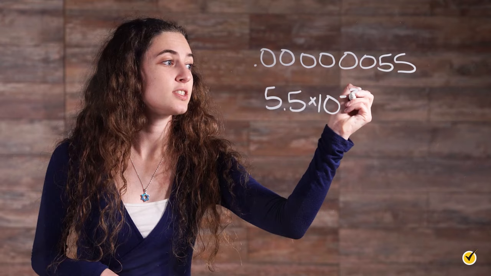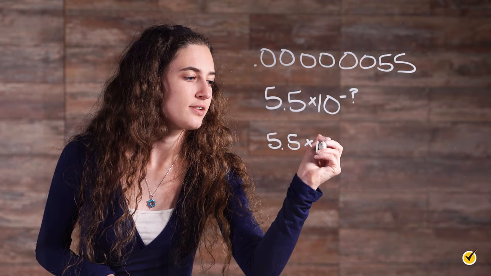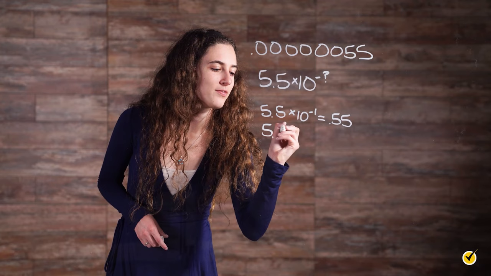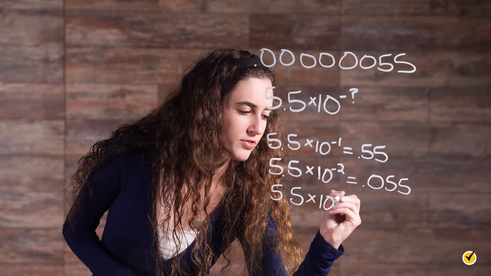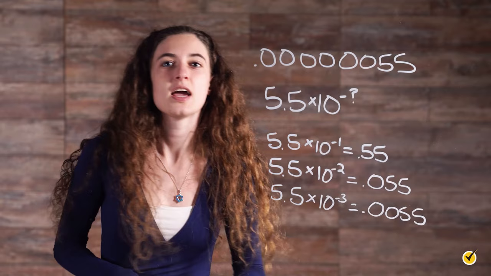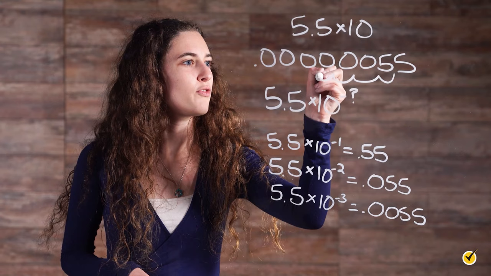Now, we count the number of times our decimal is divided by 10. 5.5 times 10 to the negative 1 is equal to 0.55. 5.5 times 10 to the negative 2nd power is equal to 0.055. 5.5 times 10 to the negative 3rd power is equal to 0.0055, and so on until we reach 5.5 times 10 to the negative 7th power, counting 1, 2, 3, 4, 5, 6, 7.